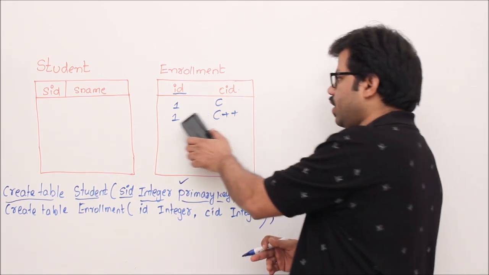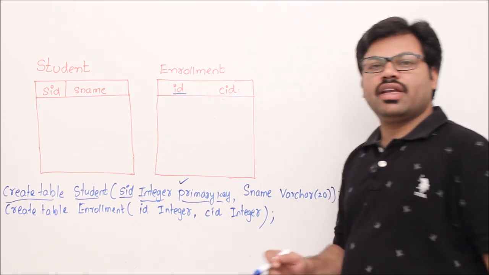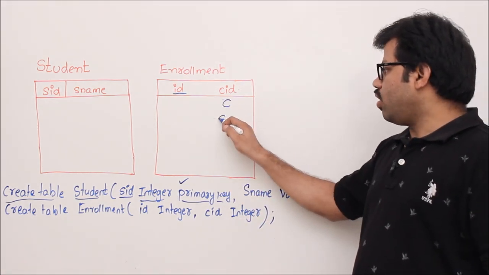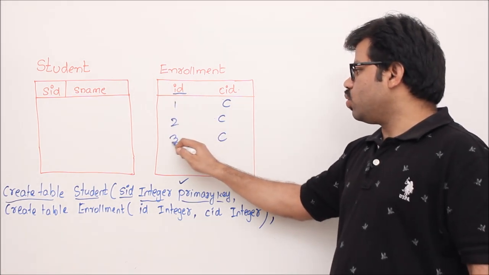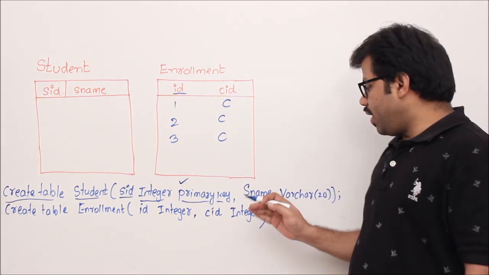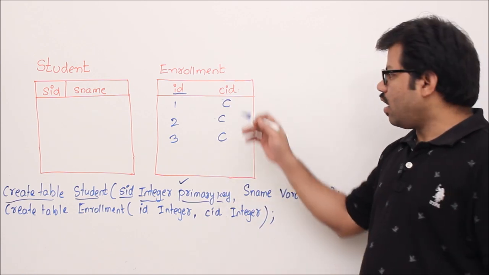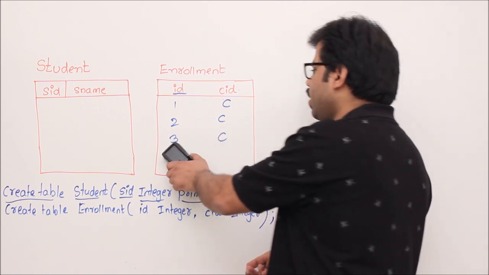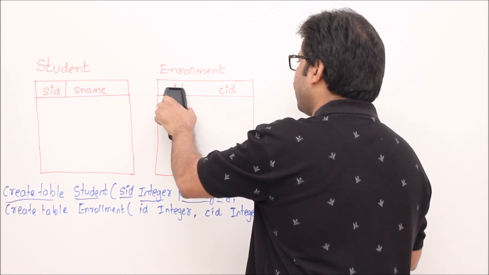That's why I did not create it. I did not create primary key on SID, and I did not create primary key on CID. There is no purpose, because you want to repeat the course C for so many students. For example, sometimes you have this kind of data: 1 C, 2 C, 3 C. If I make student course ID a primary key, then you cannot have this kind of data, but I want it, so don't create it. So finally, you don't require a primary key on SID or on CID.